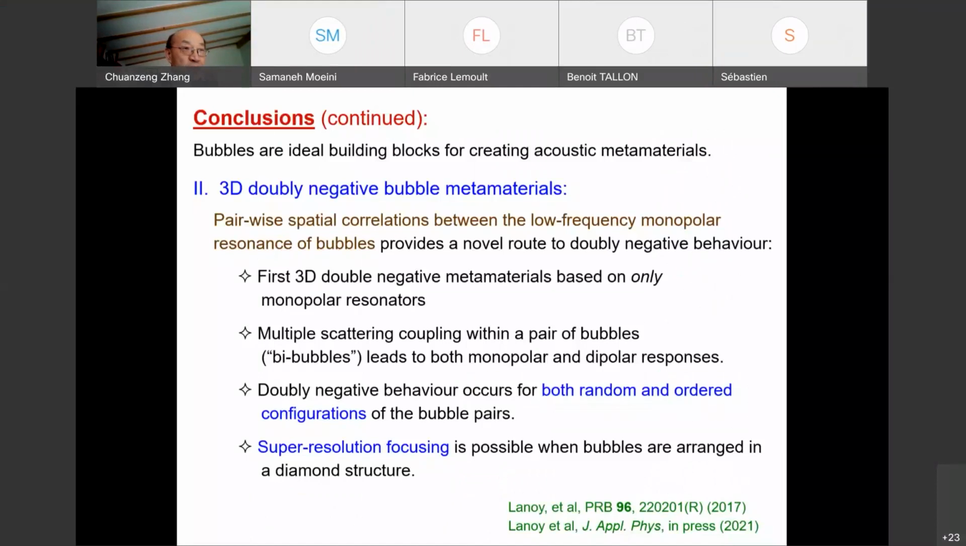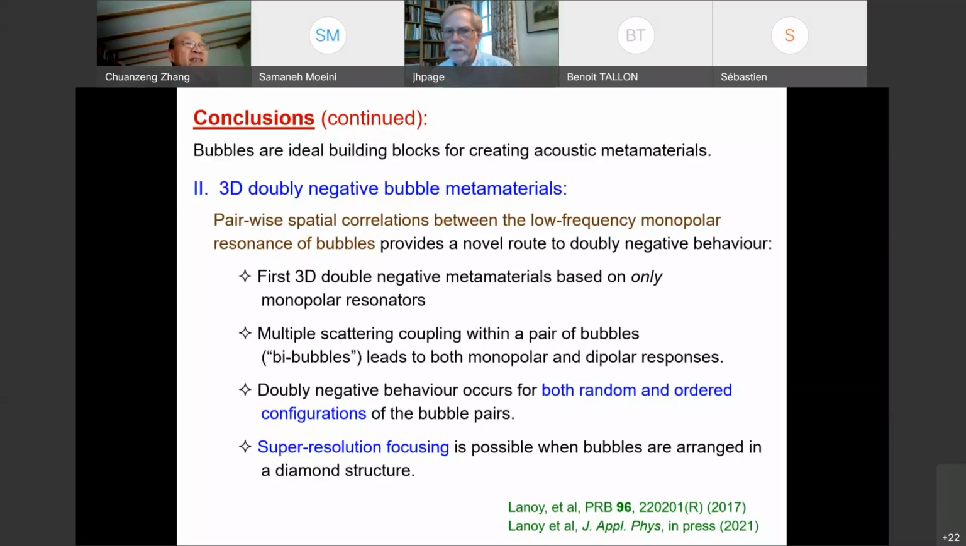Now to your conclusion, I'm wondering, even if you have randomly oriented, randomly distributed bubbles, you can get doubly negative behavior, no? And my question is concerned about the behavior of the randomness. I don't believe if you have a completely random distribution, you will get this behavior. There must be some condition. Yes, you're absolutely right.